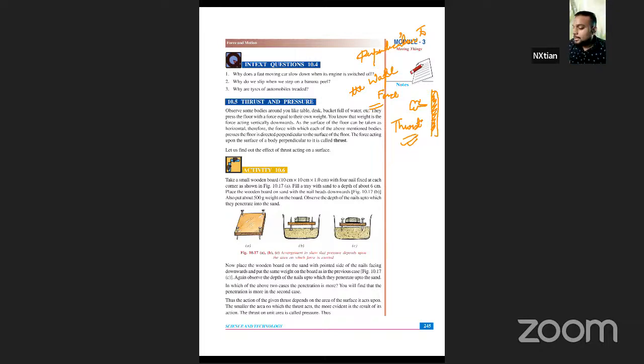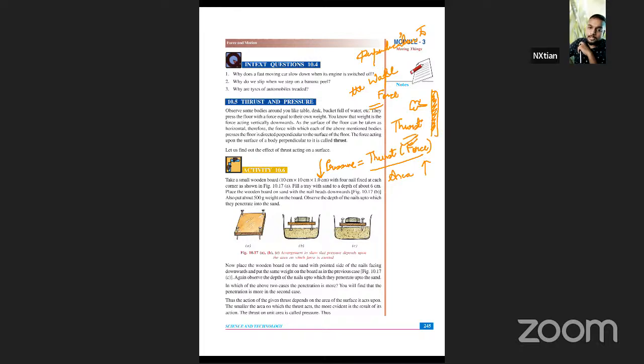So what does this mean? This is called pressure. Pressure is basically force, nothing else. Thrust is a force upon area. It means if you increase the area, the pressure will become less. For example, if this has more area and you hit it, whatever force you are applying is divided over that surface area. That is why the pressure becomes less and it is not going into the wall.